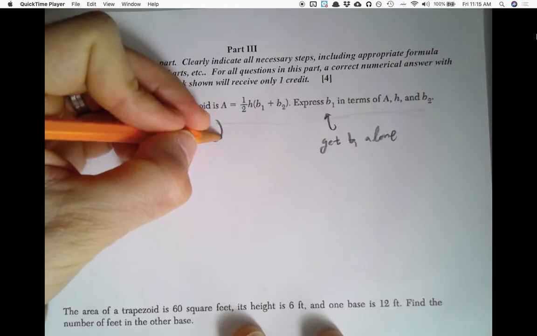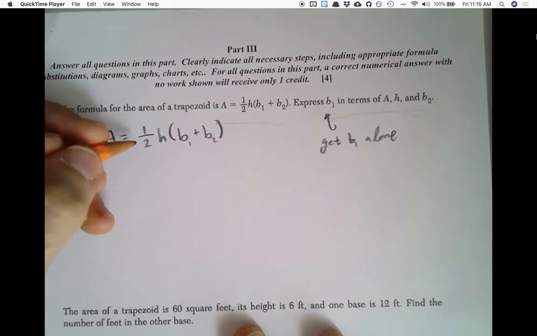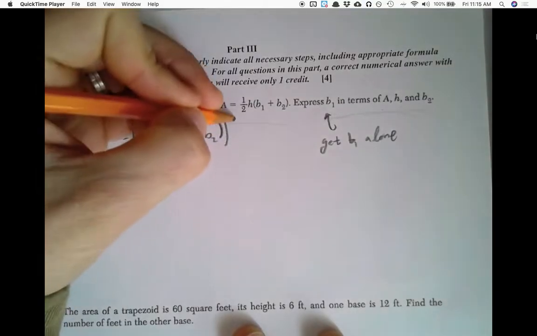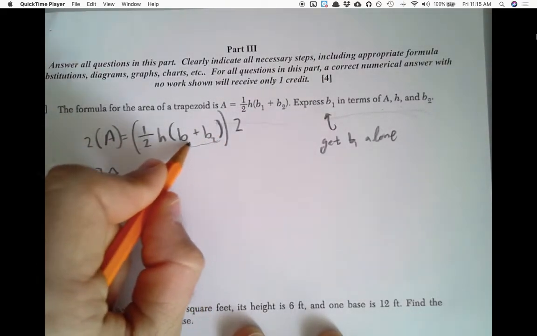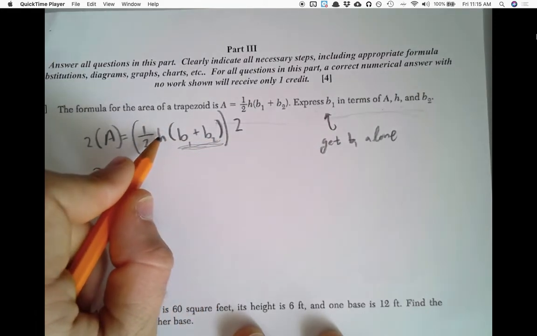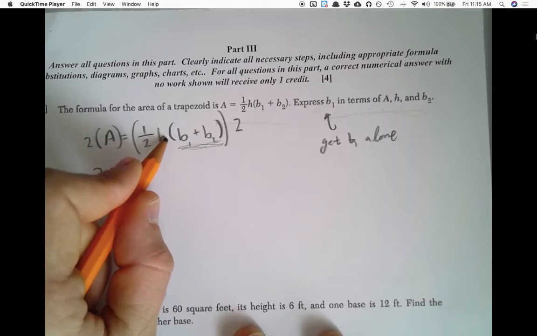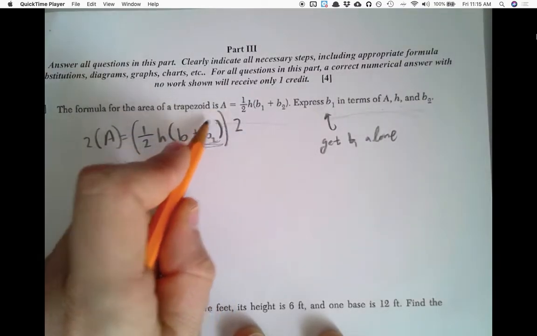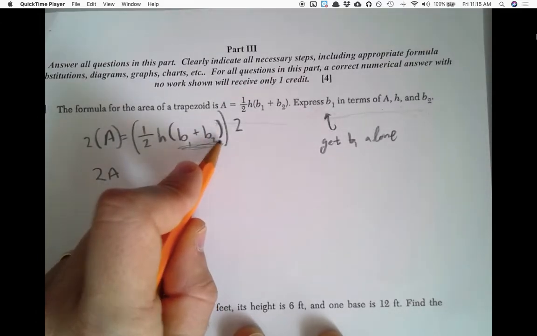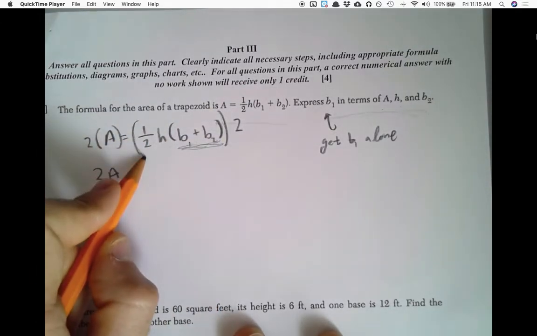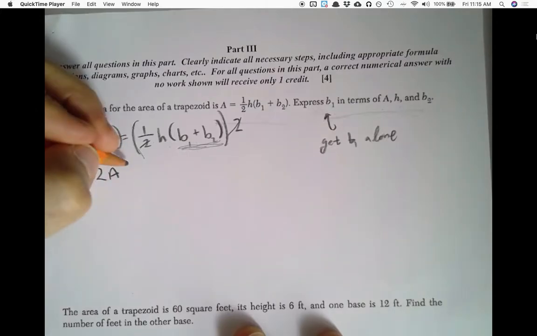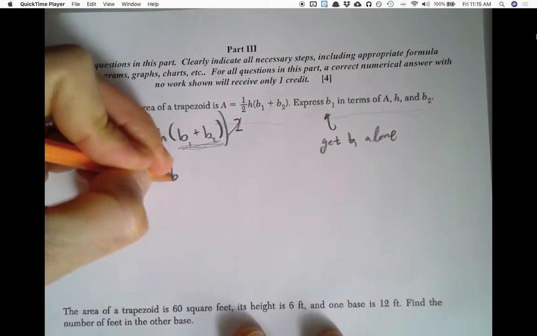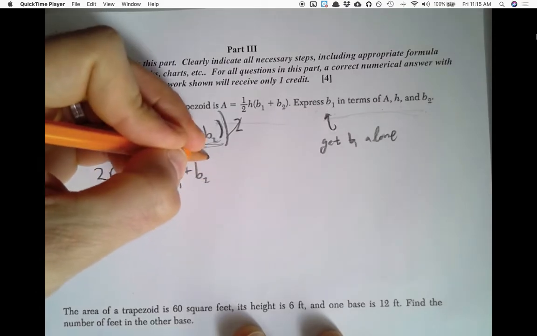And then we are going to get rid of that fraction. Multiply everybody by 2. 2 times A is 2A. Because I've got the parentheses here, and then multiplication between all these, I will not distribute. I won't distribute into an inner parentheses. I just distribute over addition and subtraction in the first big set of parentheses. Since there is no addition or subtraction, this 2 just cancels with the 2 on the bottom there, and I'm left with h (b1 plus b2).